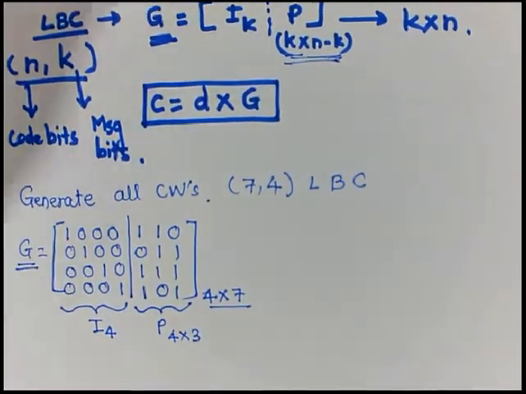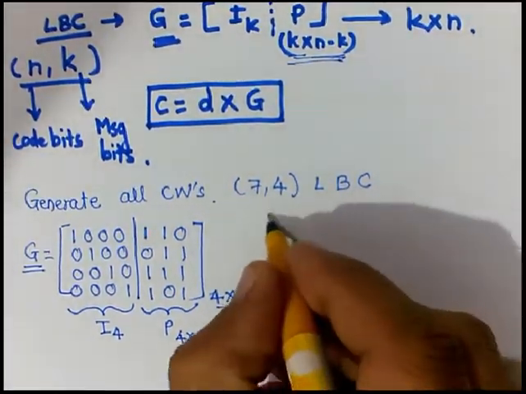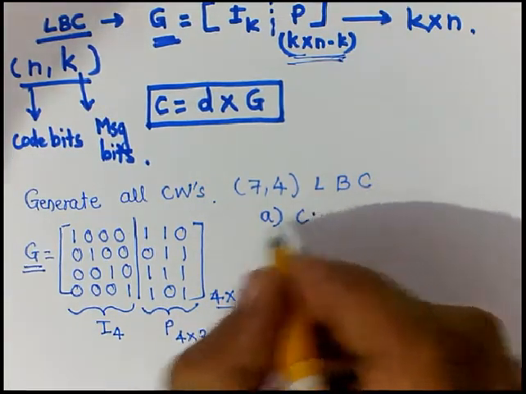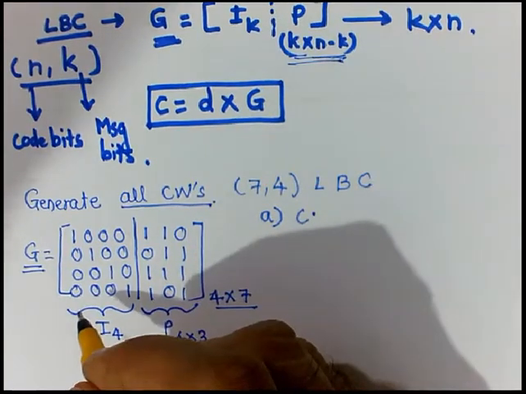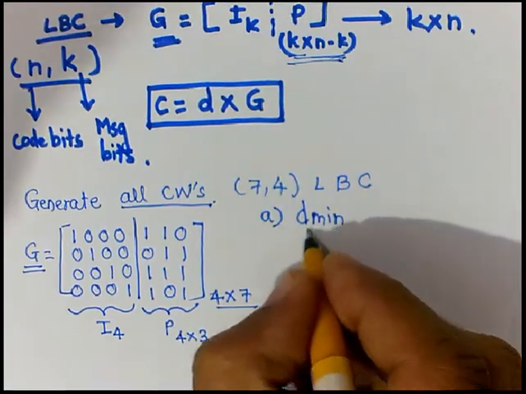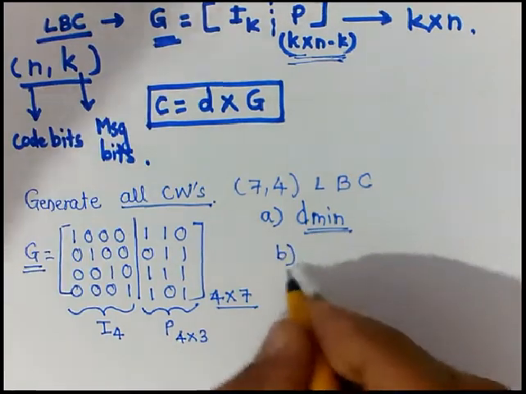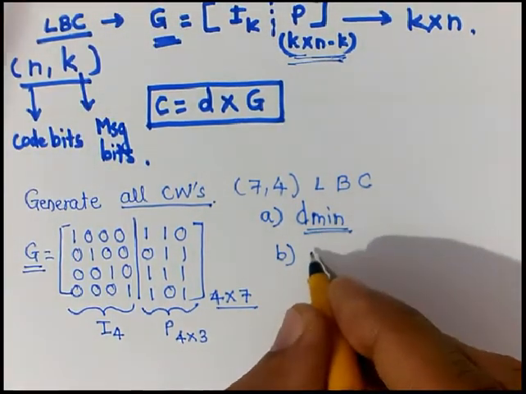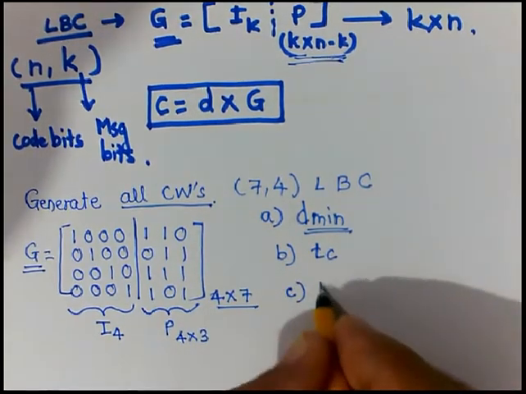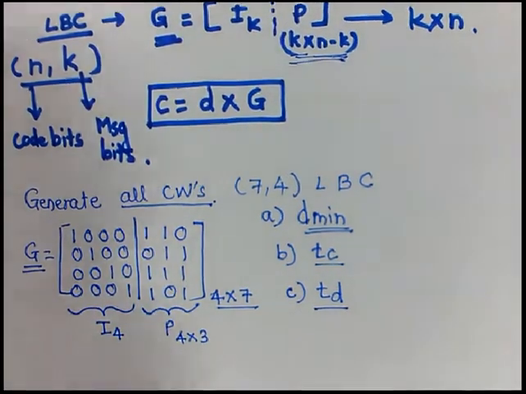So if we do have the availability of the generator matrix, then we need to obtain three major parts. First one is, let's say, all code words. That is what we need to obtain. Second, I will go for obtaining the minimum distance. This is also called the minimum Hamming distance. Next is to find out the correcting capability of the code and the detecting capability of the code. So it is nothing but indicated with t_c and t_d.